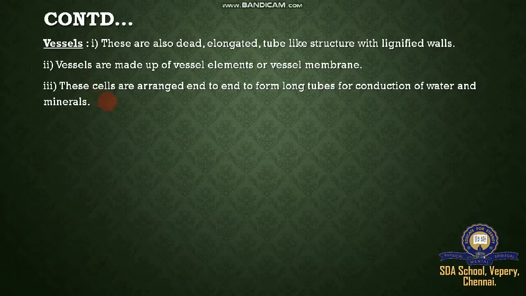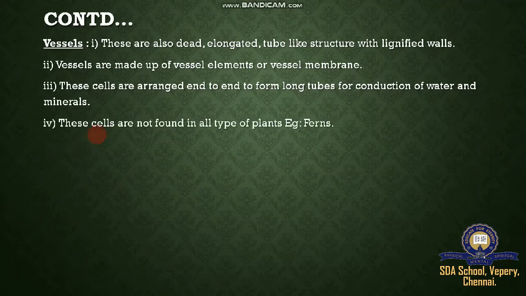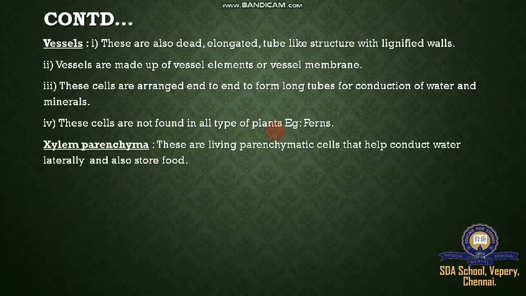Every cell has a cross wall. The cross wall consists of small openings called perforations. The perforations are divided into simple perforation and multiple perforation, present in the end wall. So these ends are responsible for transporting water. These cells are not found in all types of plants; vessels are present only in angiosperms or flowering plants, but are completely absent in pteridophytes.